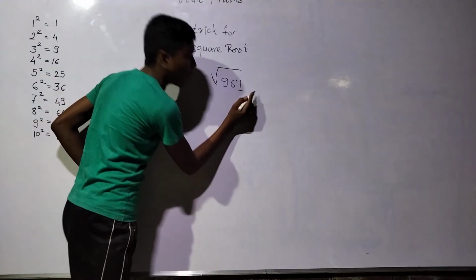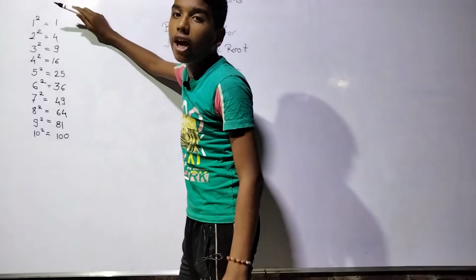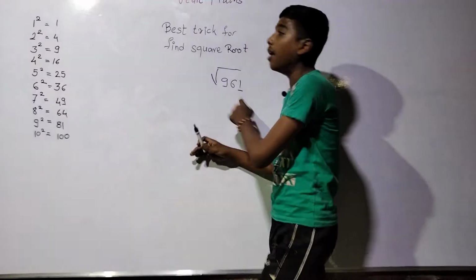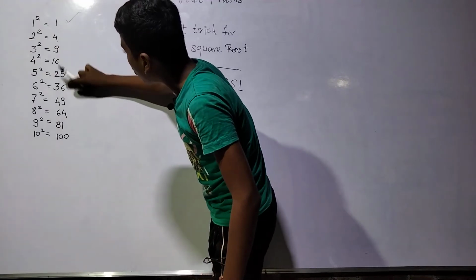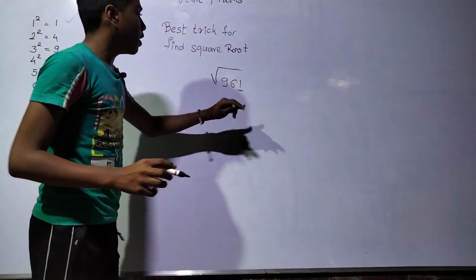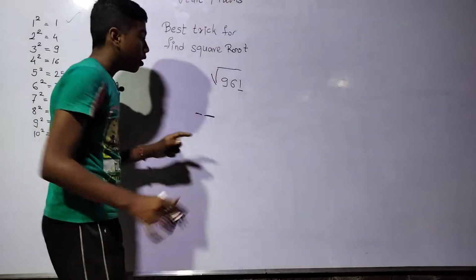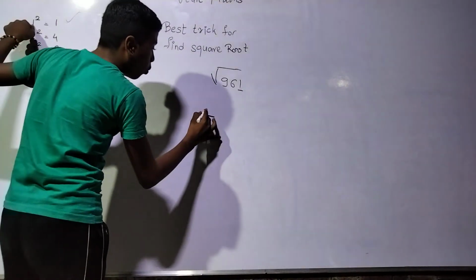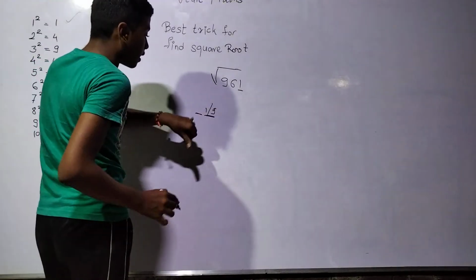First see the unit place. The unit place number is 1. So find which squares have a unit place of 1. Here 1 square is 1, and 9 square is 81. So the unit place of the root must be 1 or 9. And this is the tens place.